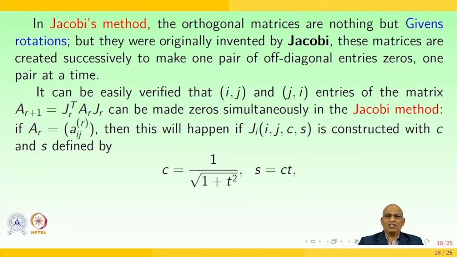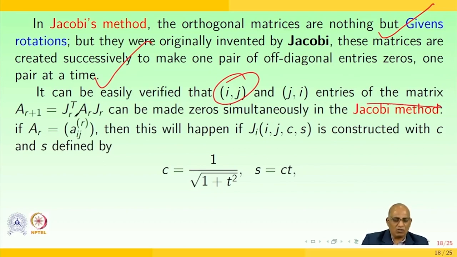So in the Jacobi method, the orthogonal matrices are nothing but Givens rotations, but they were originally invented by Jacobi. These matrices are created successively to make one pair of off-diagonal entries zero, one pair at a time. It can be easily verified that the ij-th entry of the matrix A_{r+1} = J^T A_r J can be made zero in the Jacobi method.